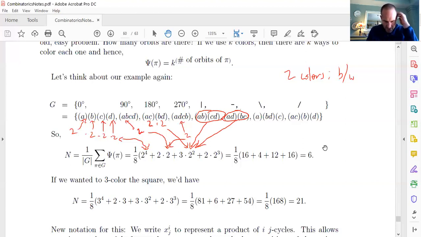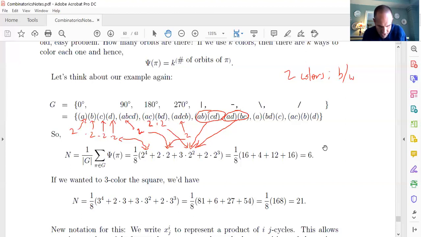which is why there are three total permutations of this sort, and each one has 2 squared colorings that they happen to fix. I'm counting the number of colorings that are fixed by these things.